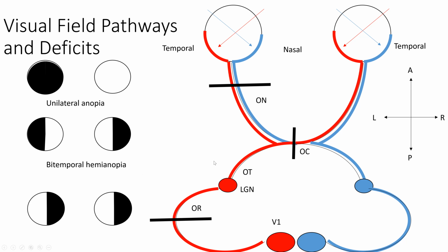If we come back to a lesion at the optic tract or optic radiation, however, what we have is a contralateral homonymous hemianopia. So like I said, a lesion of the left side will affect the right visual field, so that's why it's contralateral. It's homonymous because it's affecting both sides the same, both eyes the same. And it's a hemianopia because we've got a halving of the visual field.